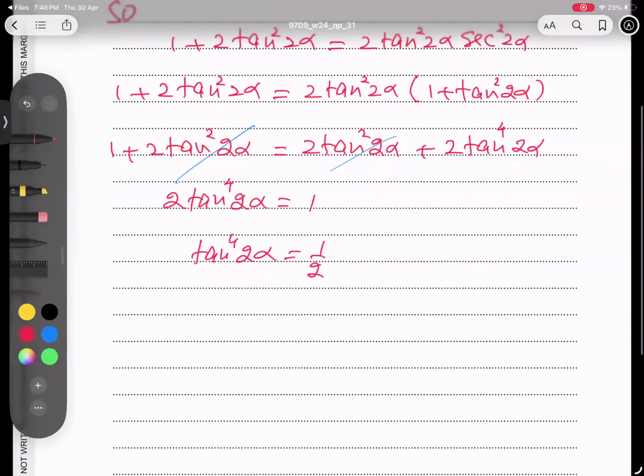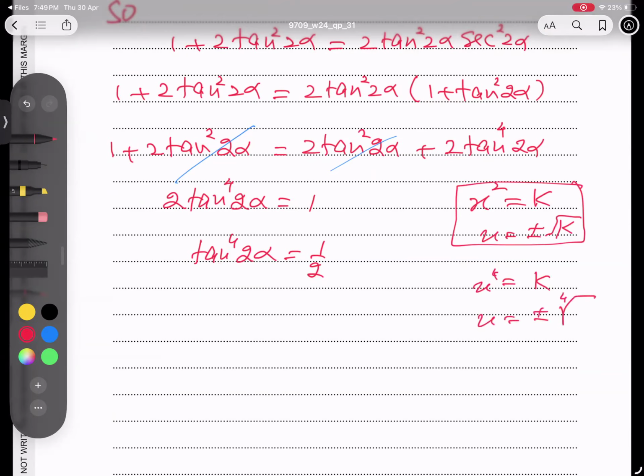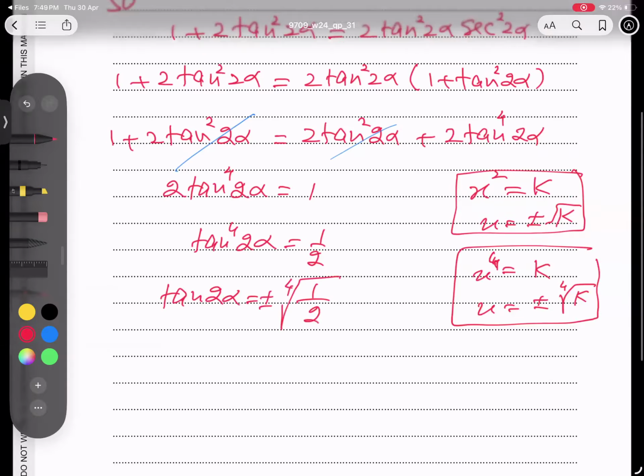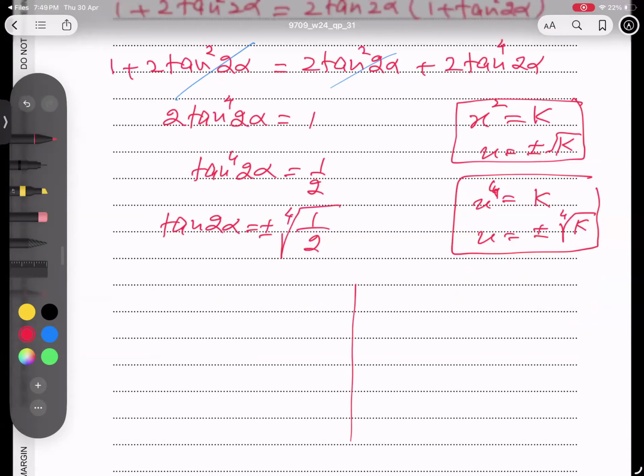Now, you know, student, I taught many times, when power 2 comes, equal to k, we can write plus and minus root of k. And when power 4 comes here, students, it is the same story, but this time plus and minus the fourth root of k. So whenever even power comes, plus and minus and the fourth root. So I can say here, tan double alpha is equal to 1 over 2 fourth root, plus and minus. So one time, students, I'm writing here, and tan 2 alpha is equal to, I think up till here, the point is clear.